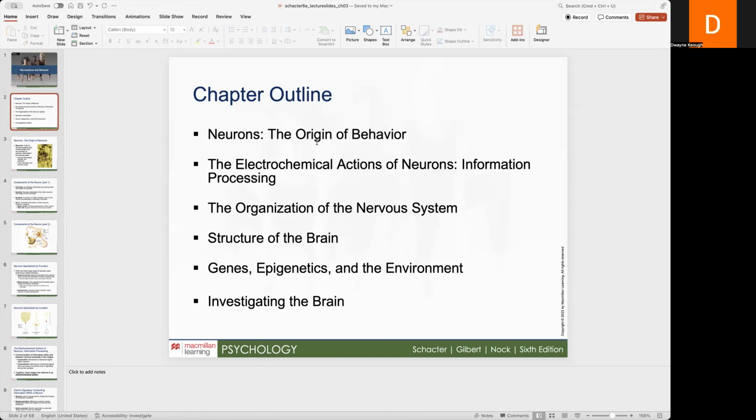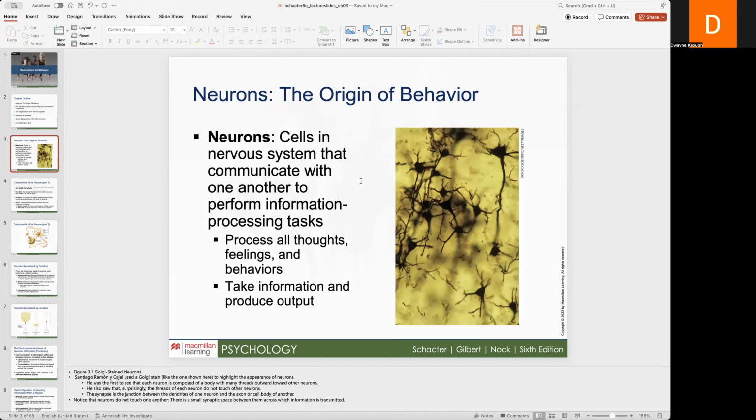So, the outline of the course will basically be neurons. We have the origin of behavior, the electrochemical actions of neurons, information processing. We'll discuss the organization of the nervous system, structure of the brain, genes, epigenetics, and the environment. And we'll end off with really investigating the brain. How do we look inside? I'm probably going to break this up into 2 different recordings because otherwise I think it might be too long, but we'll see.